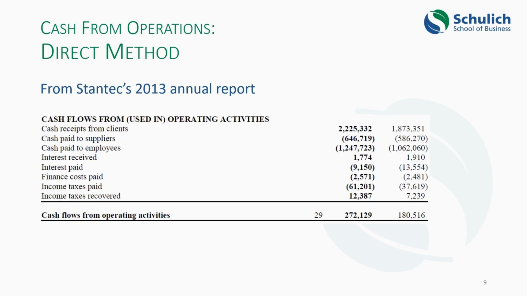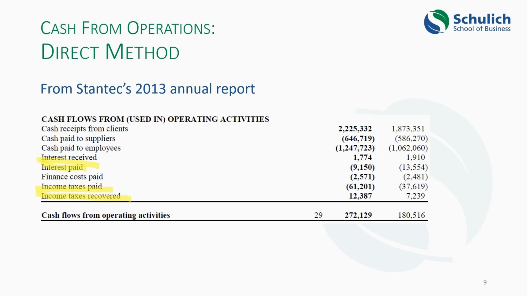Here's an example of the direct method from a company called Stantec. You can see that it has broken out the various cash receipts, cash paid, and so forth, interest received. You'll notice here that it breaks the interest number into two things, how much was received and how much was paid, rather than netting those out. So that's good information. The same thing with income tax. They're showing how much income tax came in and how much was recovered. And that can happen if you're operating in different countries, right? You may end up paying cash for income taxes in one country, but getting a recovery in another. So that's why they're shown on separate lines there.